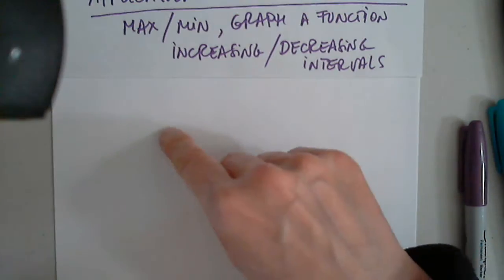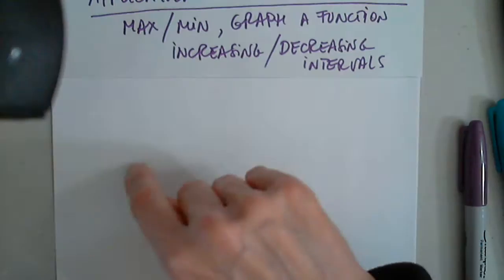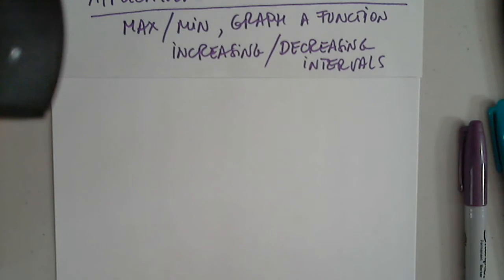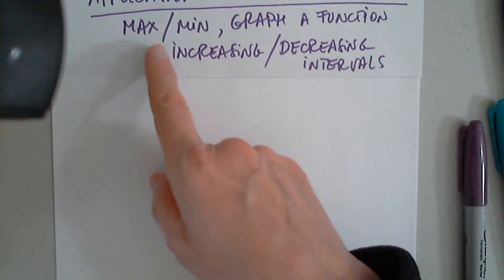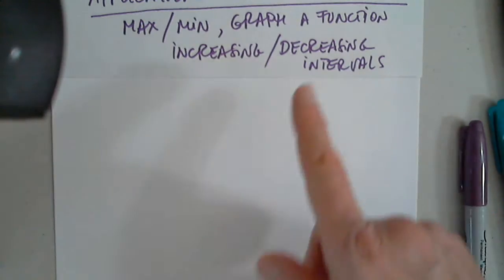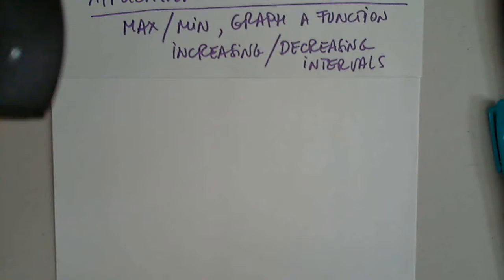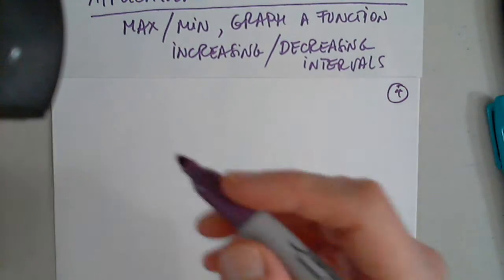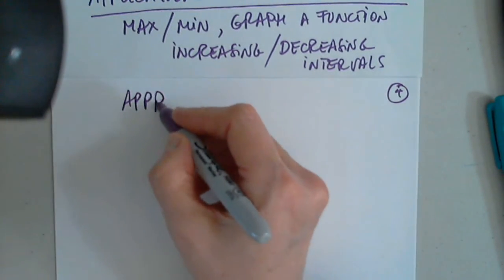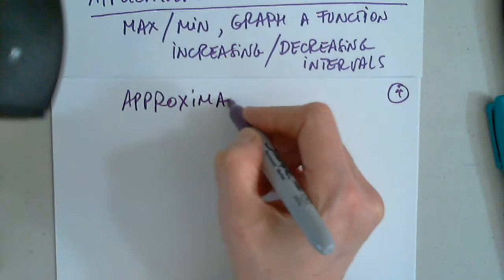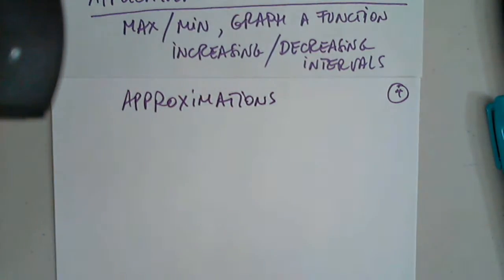When is a function increasing and giving us profit, for example, where the function has a maximum or a minimum. And then the first application will be graphing of a function. Also, another application will be approximations. Many applications we are going to look at here.